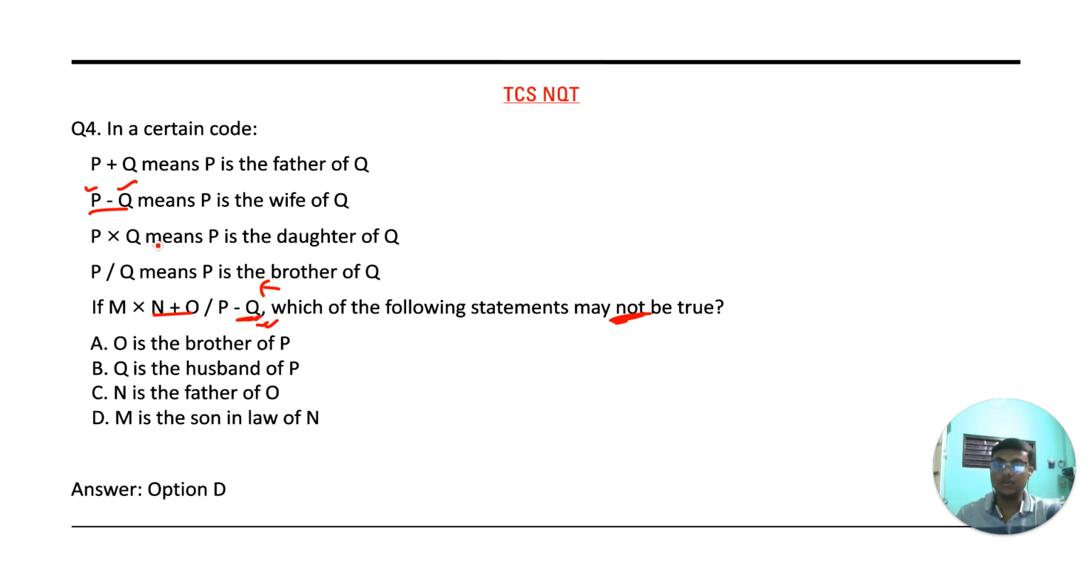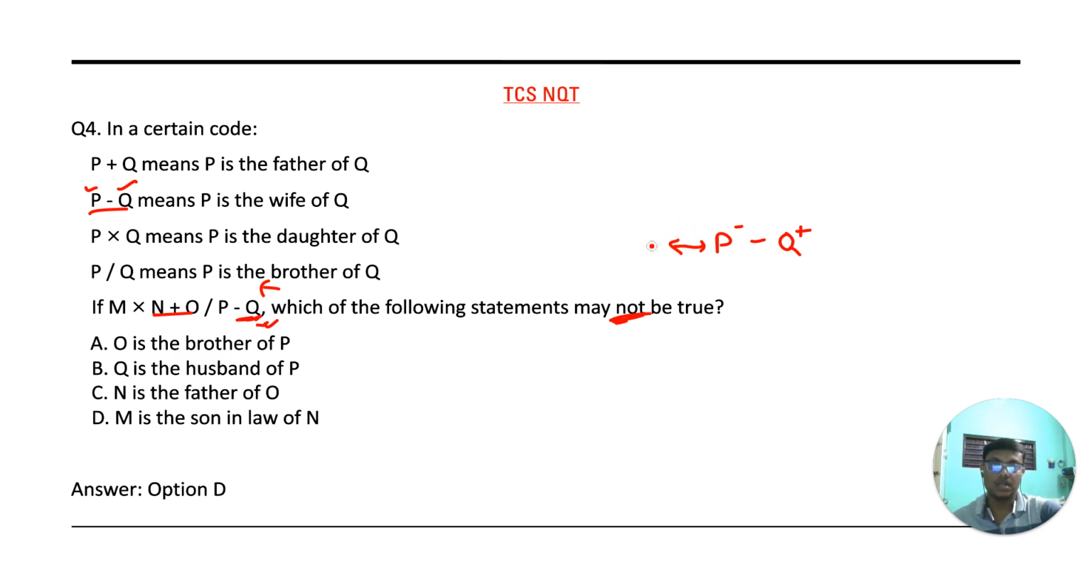So P minus Q is P is wife of Q. So P is the wife, that is, female gender, wife of Q, and Q is the husband. Correct. Next is O by P. O by P means O is brother of P. Okay.